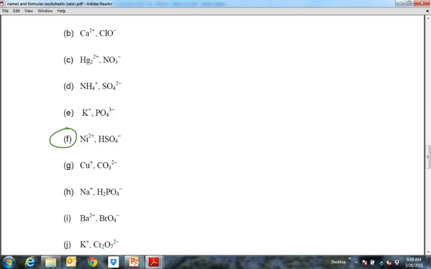If we crisscross, how many nickels do we need? 1. I agree. Does everybody see that? Cool. If we crisscross, how many hydrogen sulfates do we need? 2. I agree. So this is one of those deals where, since we need 2, you have to put it in parentheses. Remember that the charge does not show up in the formula.